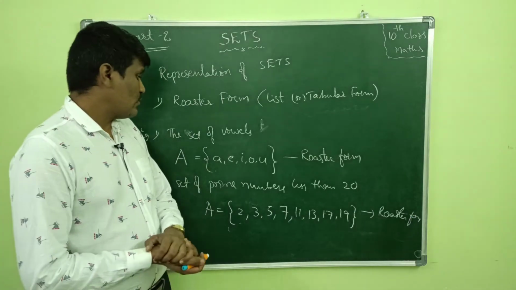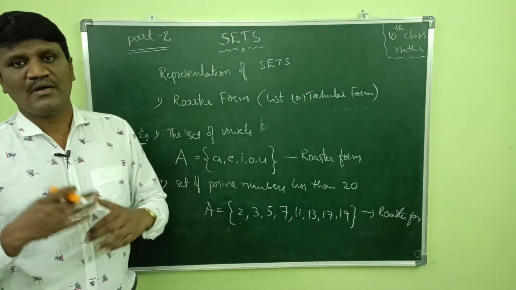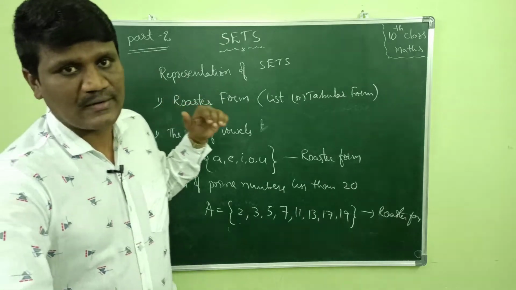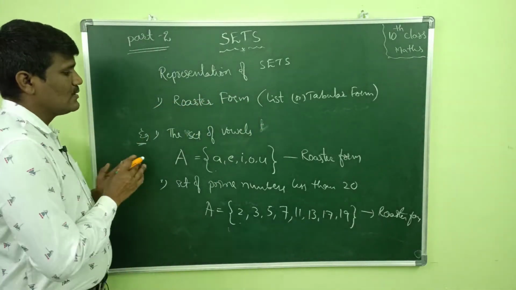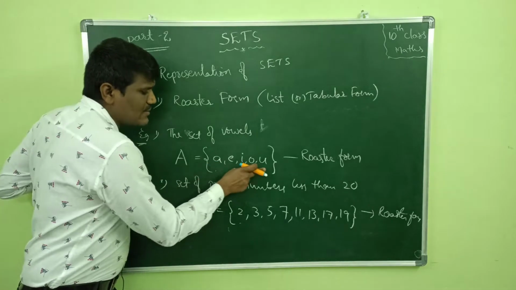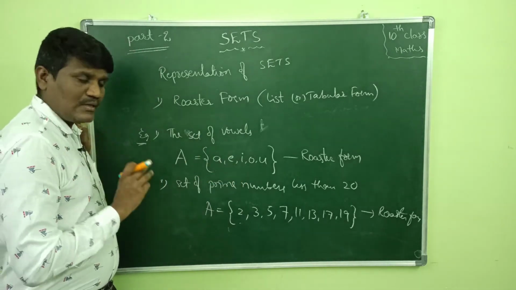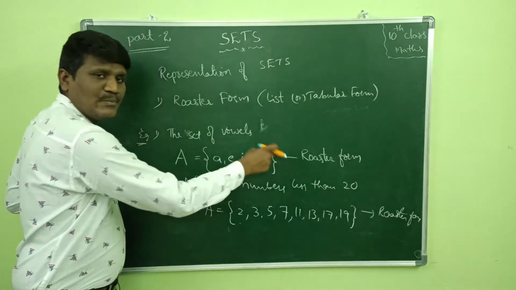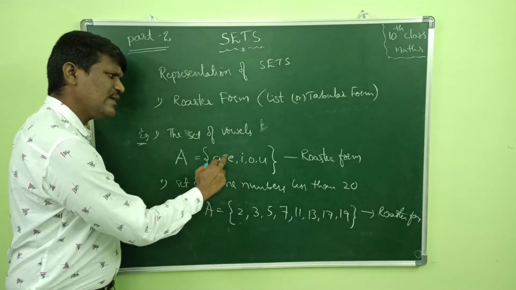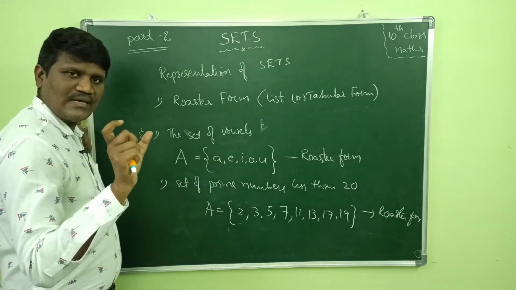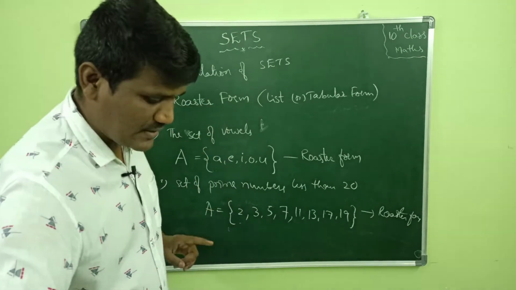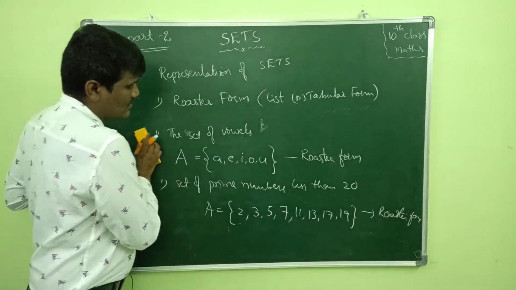Now there are some conditions in the roster form. Let us see what the conditions are. We will write them in note 1. Suppose the order is immaterial, as we have already said: the order of the elements is immaterial. So if you write AEIOU, you can write EAIOU. Each and every element should be there, but the order is immaterial. That is the first point. Let us take the first note 1.